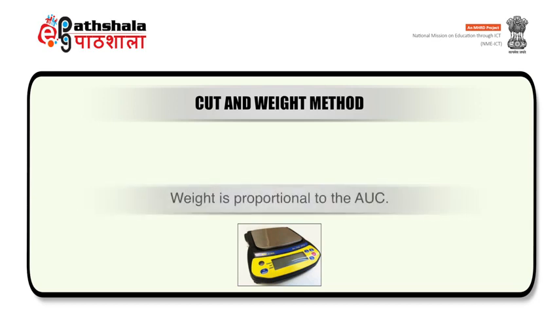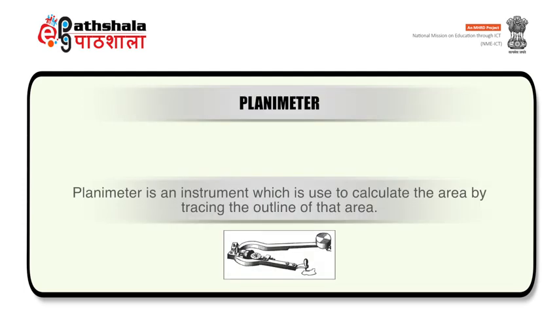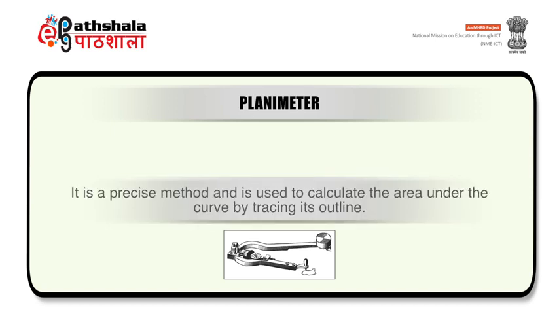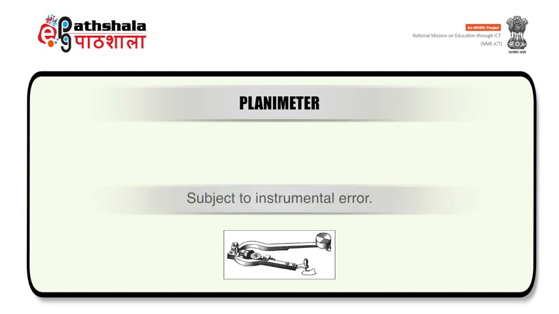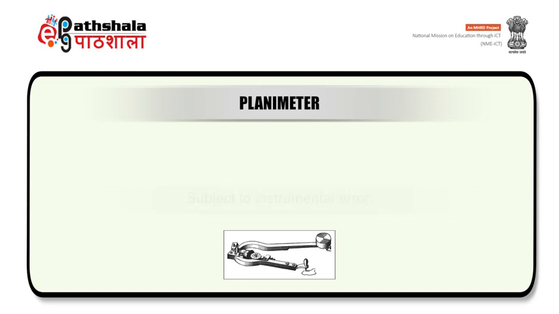Weight of the cutout plot is proportional to the AUC and it is used to determine the bioavailability of the drug. Planimeter. Planimeter is an instrument which is used to calculate the area by tracing the outline of that area. It is a precise instrument and is used to calculate the area under the curve by tracing its outline. Physical methods are susceptible to instrumental and human errors, and thus the degree of error is higher in this method.